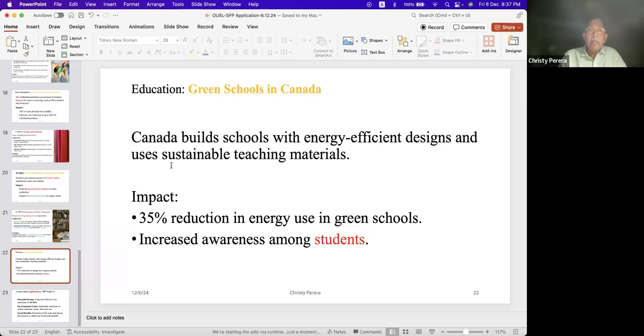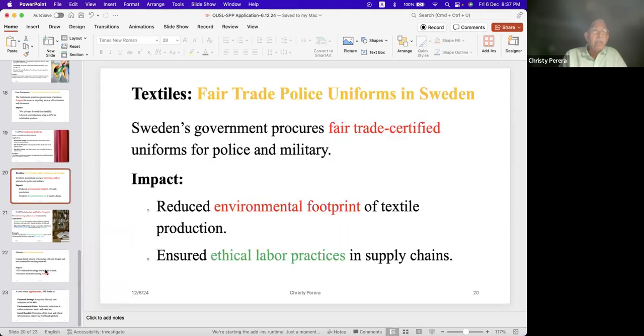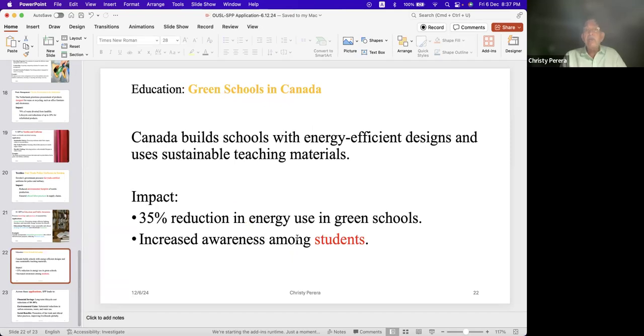Canada builds schools with energy efficient designs and uses sustainable teaching materials. I don't want to explain everything now. Impact, 35% reduction in energy use in green schools. 35% reduction, especially in German green schools, maybe about 40 to 45% if I'm correct. They have a lot of energy reduction in this green school project, green school scheme.